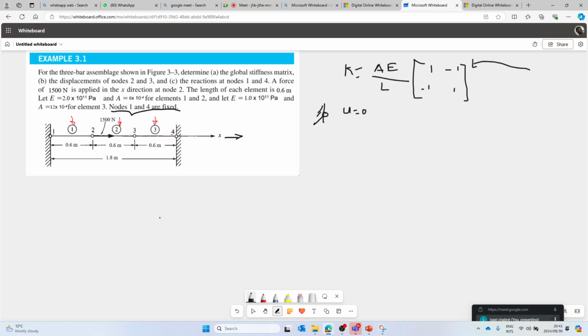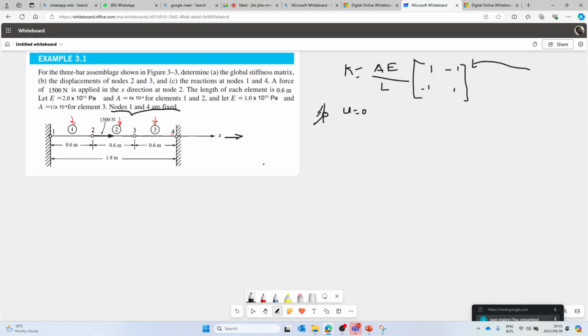Okay, now what do we do, guys? You look for the stiffness at each point. Now, what do I mean by each point? You have point 1, point 2, point 3. These points are between nodes. Point 1 is between 1 and 2. Point 2 is between 2 and 3. Point 3 is between 3 and 4.